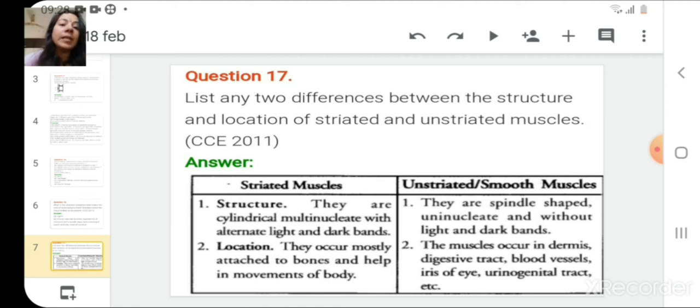structure of that muscle. That is, they are cylindrical, multinucleated with alternate light and dark bands, which gives them the appearance of striations. In case of smooth muscles or unstriated muscles, they are spindle shaped, uninucleate, and without light and dark bands. The location of striated muscle is mostly attached to bones and helps in movement of the body. Whereas in case of unstriated or smooth muscles, these muscles are present in dermis, digestive tract, blood vessels, iris of eye, urogenital tract, reproductive system, etc.